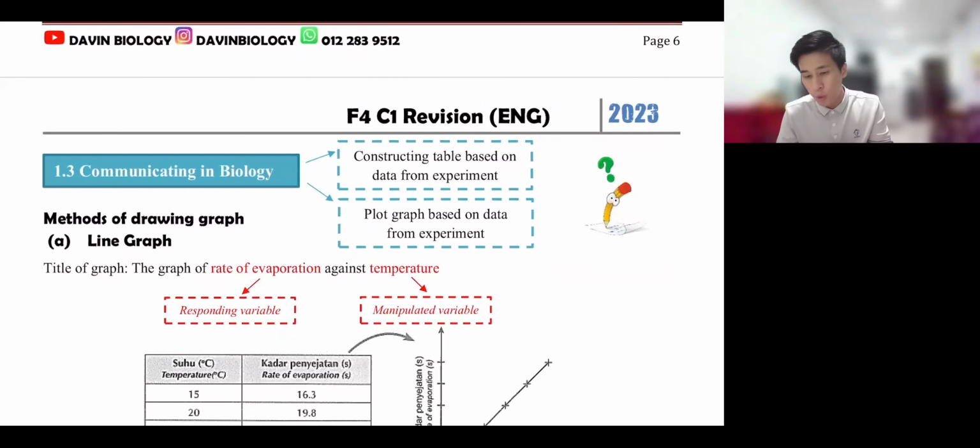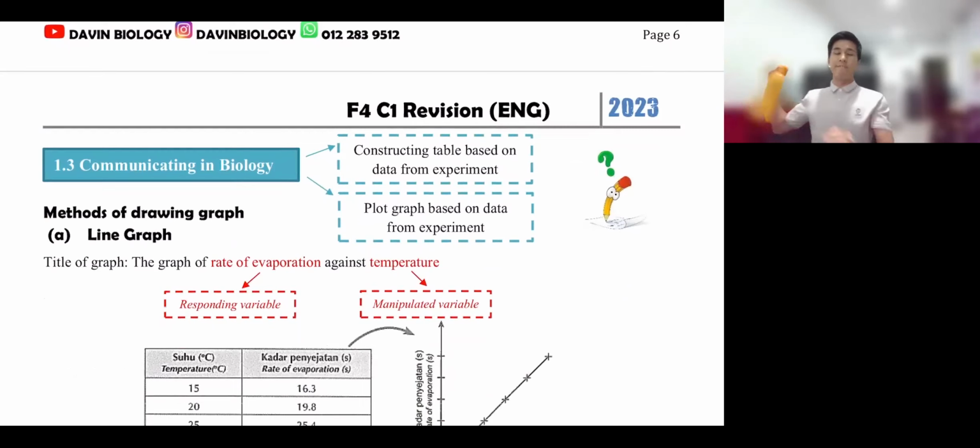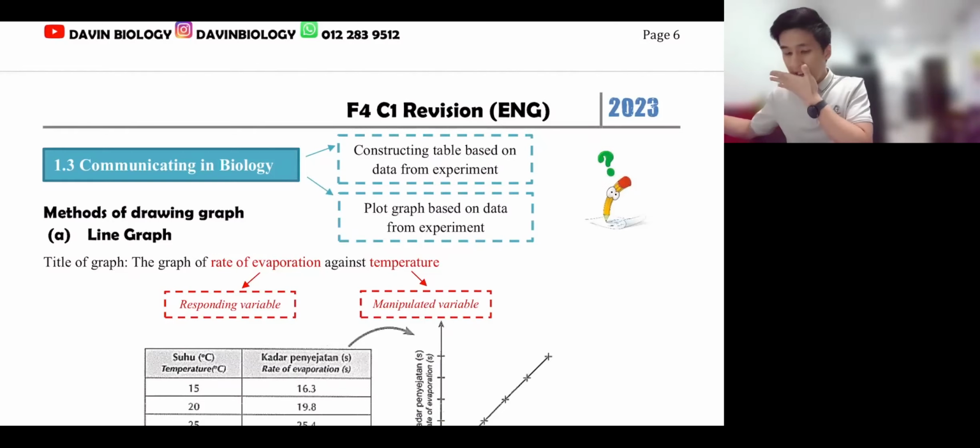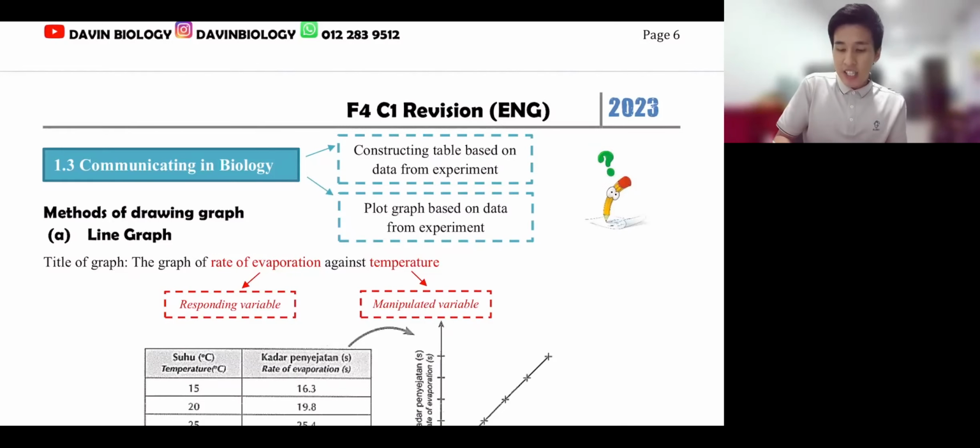Now let's go to 1.3, page 7. Now this one is important. They'll definitely ask in subjective because you need to construct a table and plot a graph. So definitely they will ask you to write one. However, the things that we learn in 1.3 will not just be used in your first term. They will also be used in your experiment paper next time.